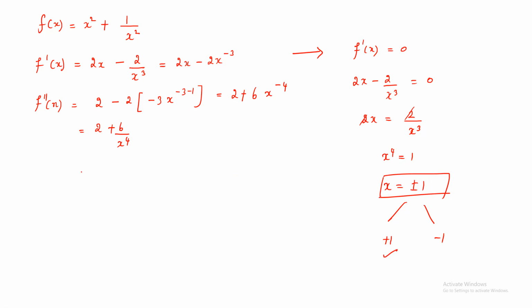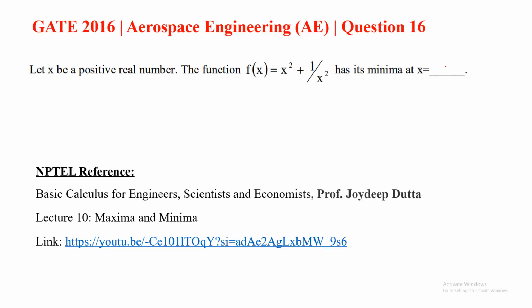Let's check whether it's a minima value. If we substitute in the second derivative, it has to give a value greater than 0, right? So f double dash of 1 will give us 2 plus 6 by 1, which is 8, greater than 0, so this will give us minima, okay? So the value x is equal to 1 is the minima for this function. So the function f of x equals x square plus 1 by x square has its minima at x is equal to 1, right?